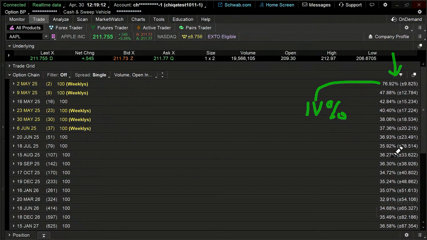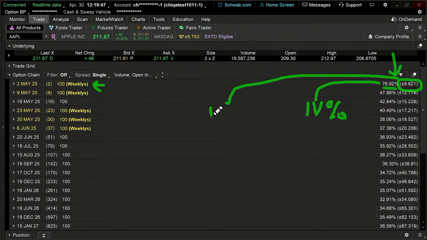So that is going to correspond with that kind of greenish blue line that we saw on the chart for each one of those option expirations. So this number right here is the average implied volatility of all of the strike prices in this particular expiration. Now, this number right here, this plus or minus 9.181, that number represents the expected move.